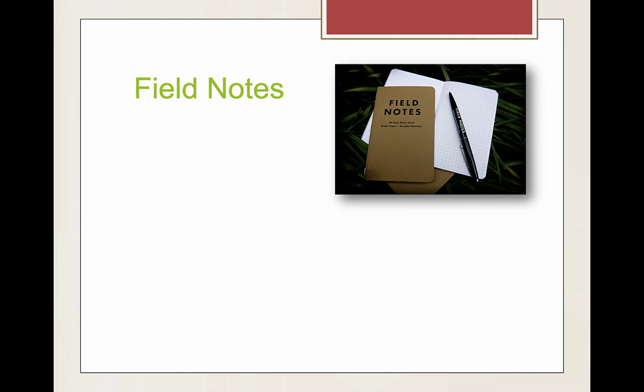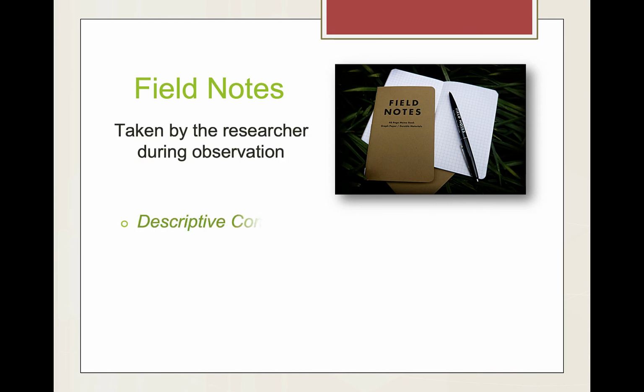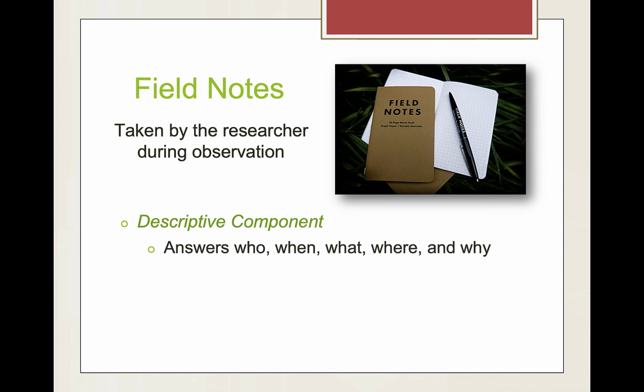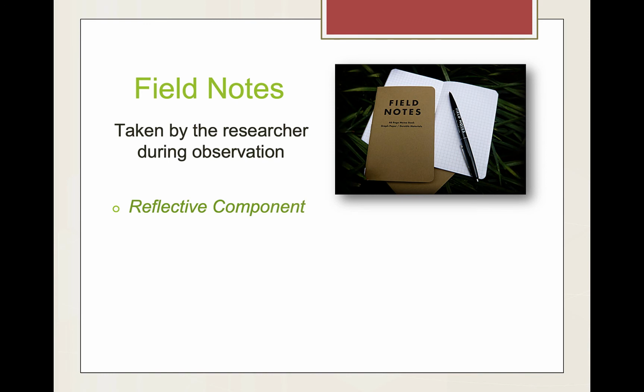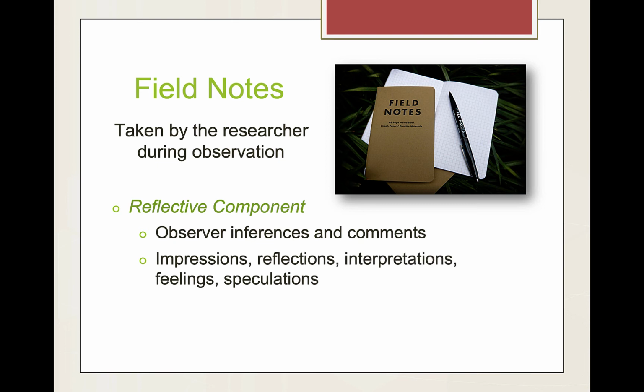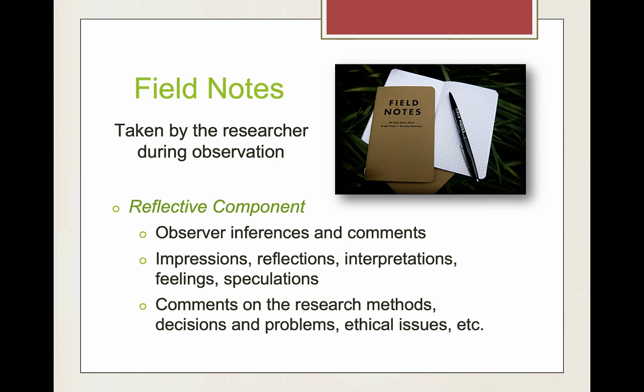Field notes. These are notes taken by the researcher during observation. There's a descriptive component that answers who, when, what, where, and why. It describes the setting, the people, the interactions, and events. There's also a reflective component that provides observer inferences and comments, impressions, reflections, interpretations, feelings, speculations, and so on. Comments on the research methods, decisions and problems, ethical issues, etc.